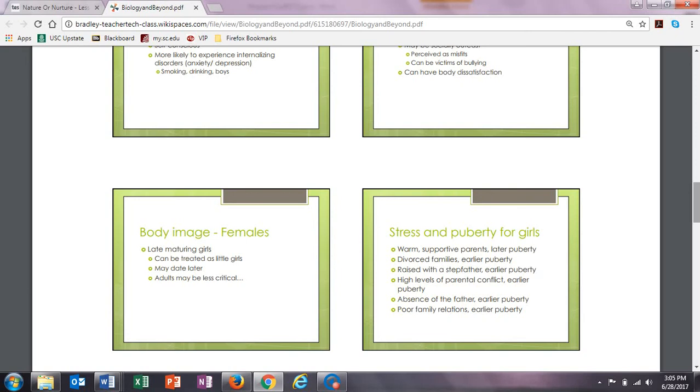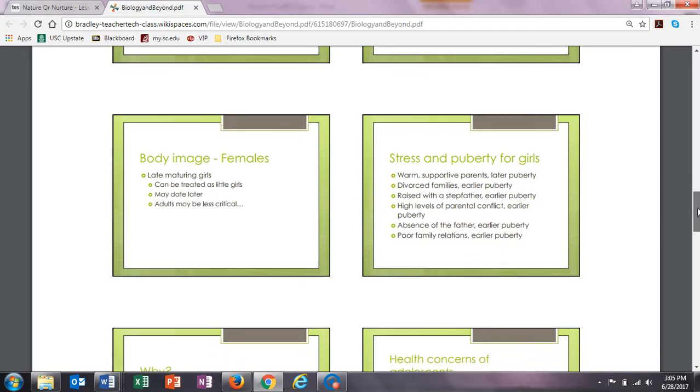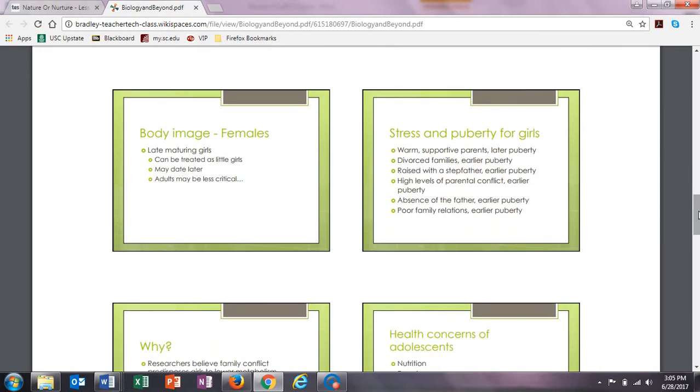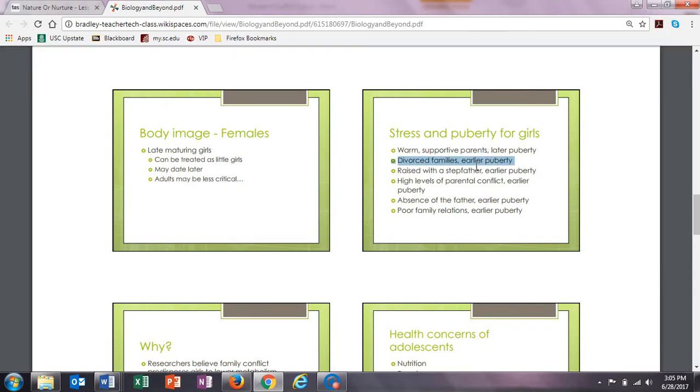So again, we want to be there for our girls and to support them. Okay, less stress in puberty for girls. Of course, we want to be warm and supportive. We want to be aware of families that have their children in a more stressed environment, i.e., maybe a divorced family, a family with violence, high levels of parent conflict, absence of fathers, lower socioeconomic status, because this may set off puberty for girls.